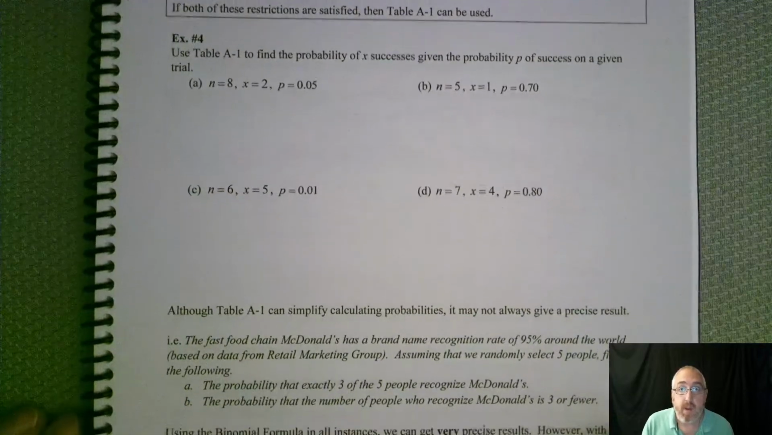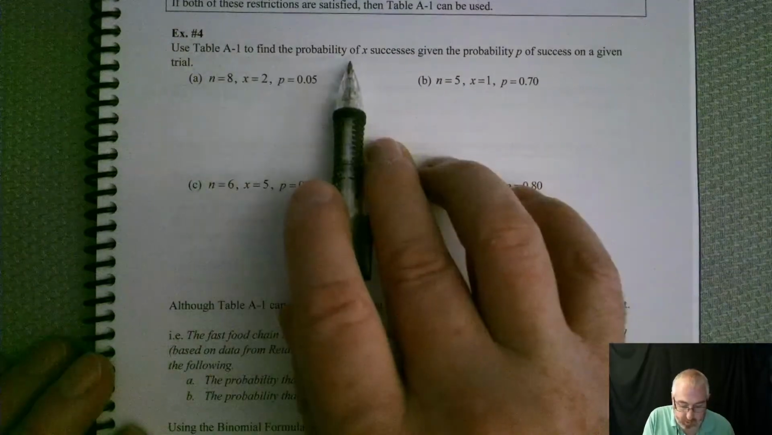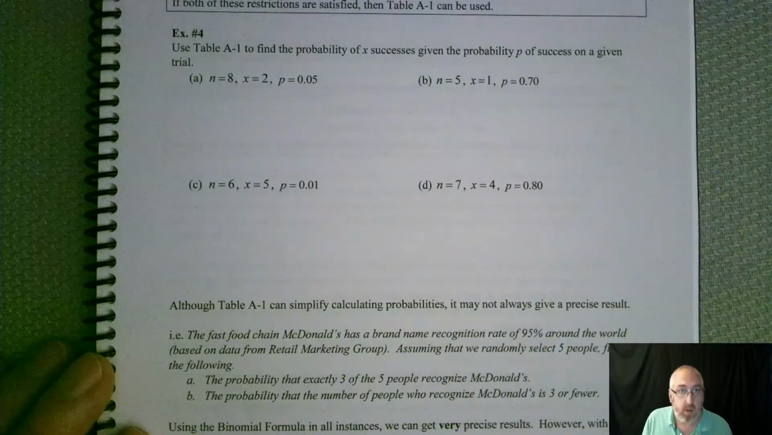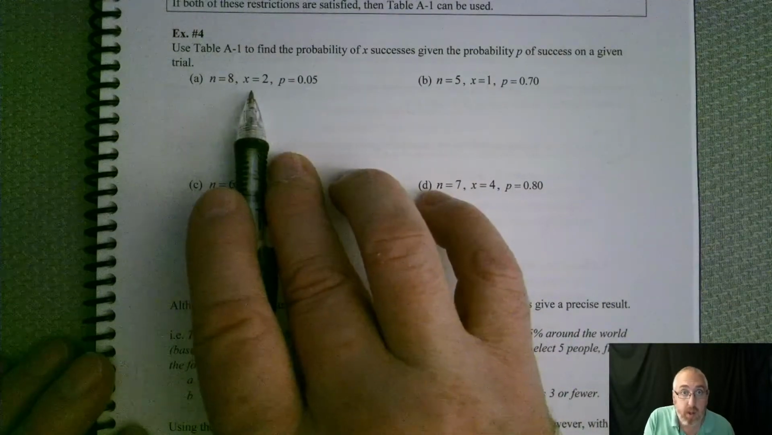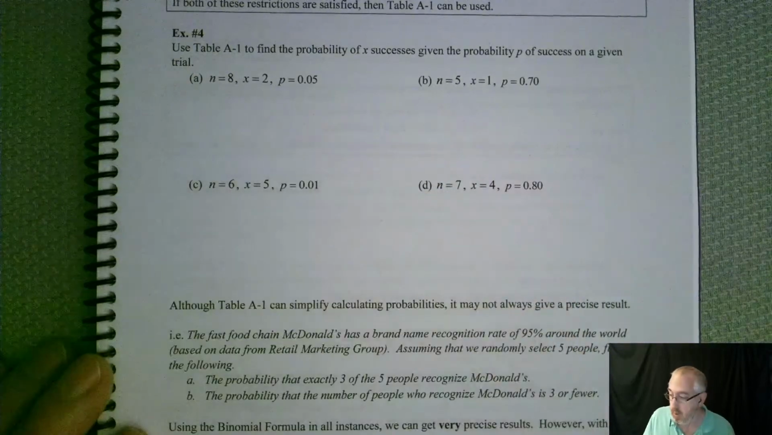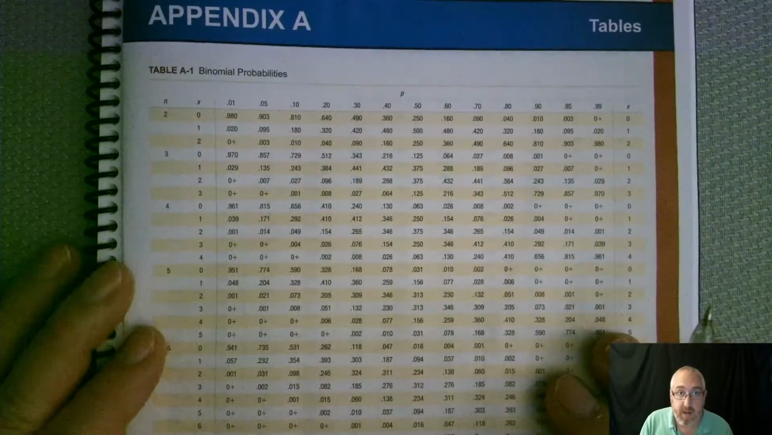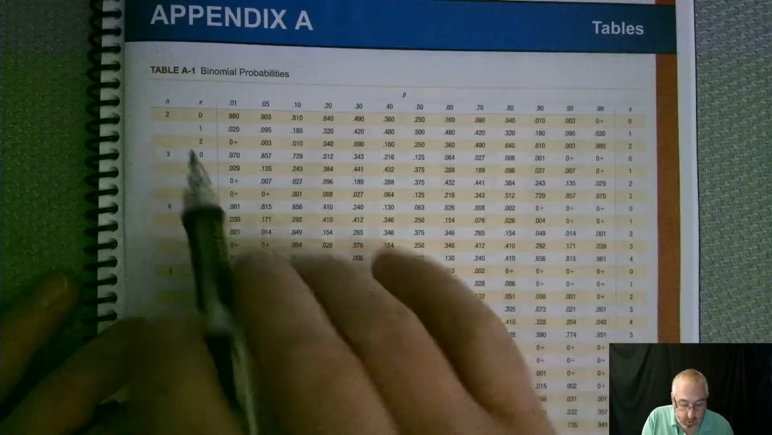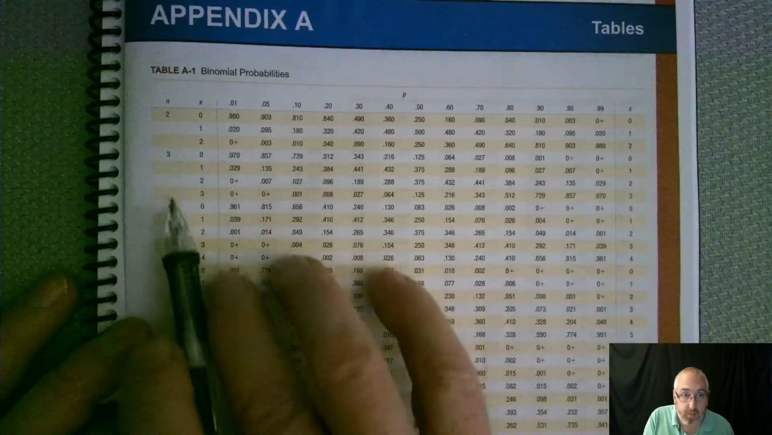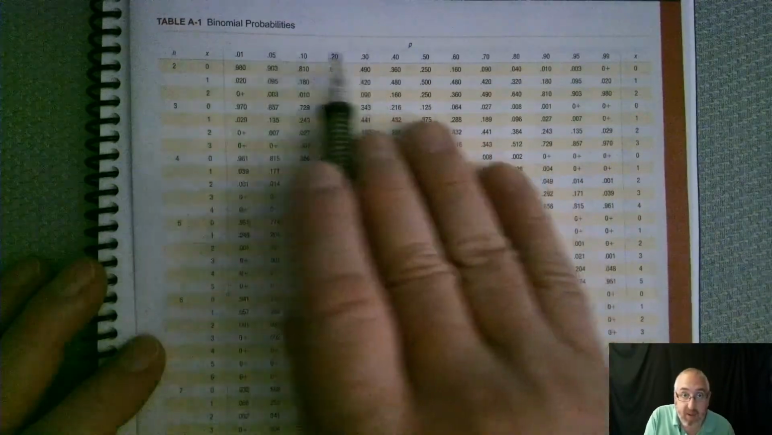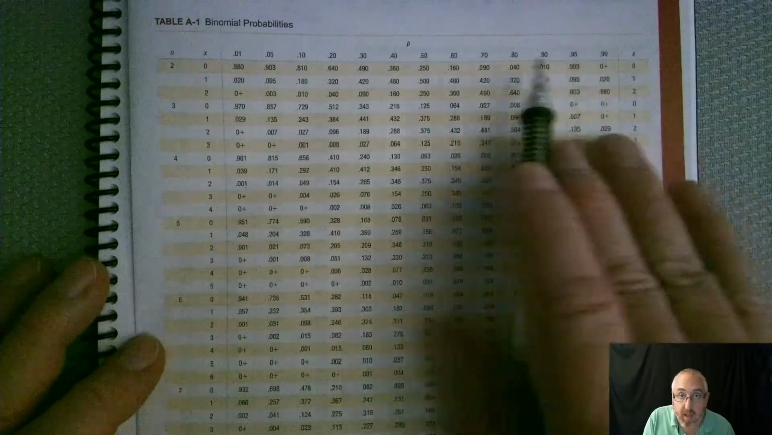I have the table here, so we'll hopefully get you on the right page, so to speak. All right, we have a few problems that we need to find probabilities for. We're going to find the probability of x successes given the probability p of the success on a given trial. So we have n is equal to 8, x is equal to 2, and p is equal to 0.05. Keep that in mind. I'm going to put the table right here where you can see it, and it's Appendix A in your textbook. We have all these different values of n: 2, 3, 4, and all the way down to n equals 8. The next column is x, and then you have all these different values of p in between.